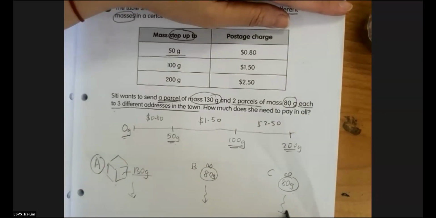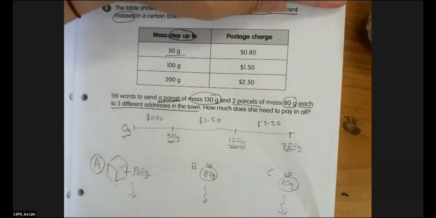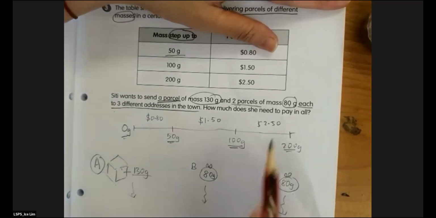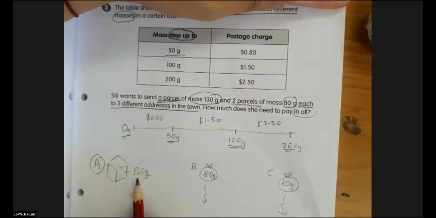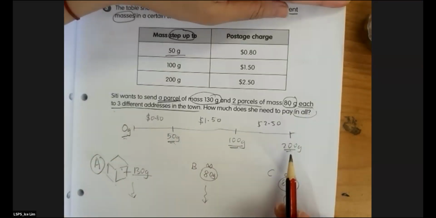Address A, B, and C. Maybe this one to Audi, this one to Roshan, and then this one to Fisher. Three different addresses. Each of them different weight. How much does she need to pay in all? Okay, 130, where is it? Is it between 0 to 50, 50 to 100, or 100 to 130?